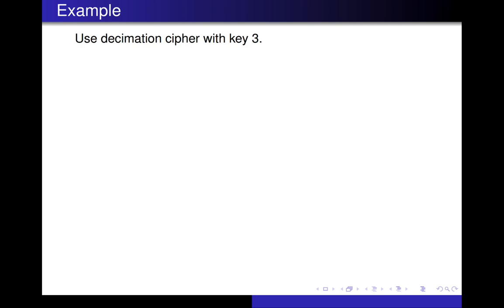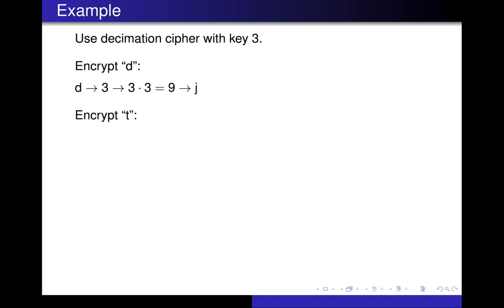Okay, so let's suppose we're using a decimation cipher with key 3. If we encrypt D, here's what's going to happen. We're going to take D, convert it to the number 3, then multiply 3 by the key 3. The first 3 is the D number, the second 3 is the key. That gives us 9, and 9 corresponds to the letter J. So we'll encrypt the plain text D with the ciphertext J.